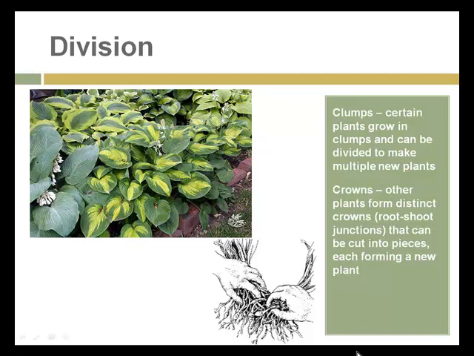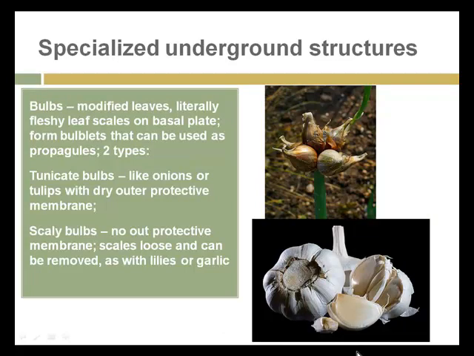Some other specialized underground structures can either be harvested or can be used to induce formation of new propagules. Bulbs are modified leaves, literally fleshy plant leaf scales on a basal plate, and bulbs form little bulblets that can be broken off and used as propagules. And a classic example is a scaly bulb of the garlic plant. If you have garlic bulb cloves left over, stick them in your garden and watch them grow. If you plant those garlic cloves in spring, you'll have mature garlic plants usually midsummer.